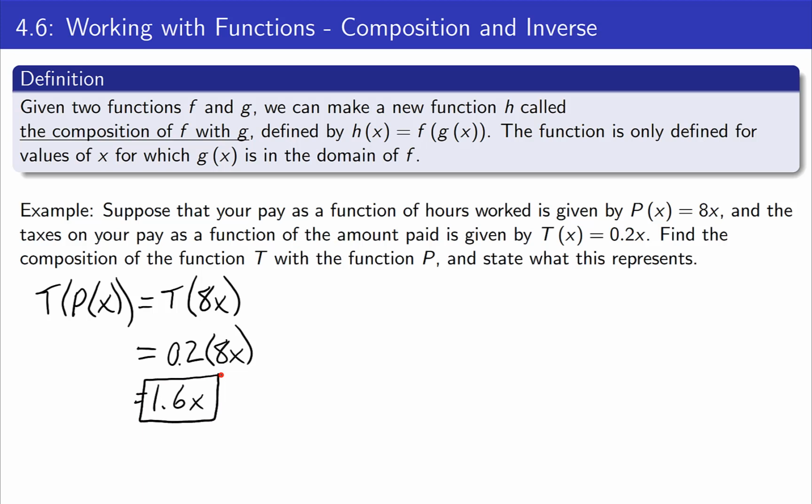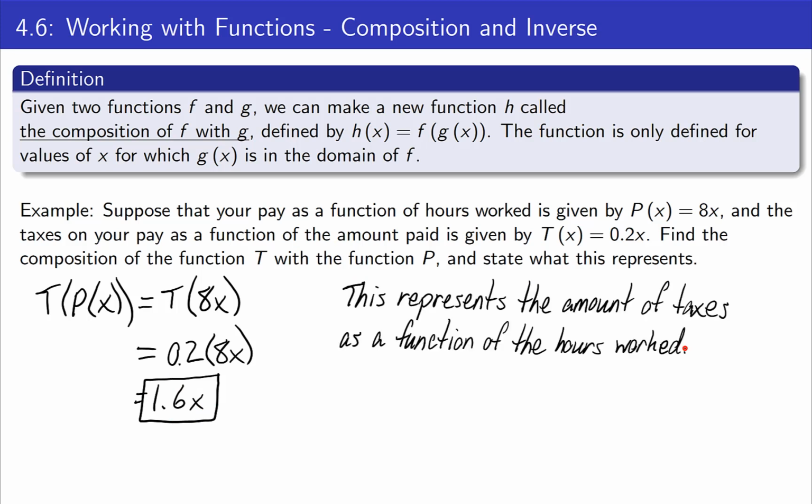So the question is, what does this represent? Well, the x in this case was the x for the p function, which was your number of hours worked. And in the ending, you took hours worked to amount paid to amount of taxes. So this is going to be the amount of taxes based on the hours worked. Again, this represents the amount of taxes as a function of the hours worked.